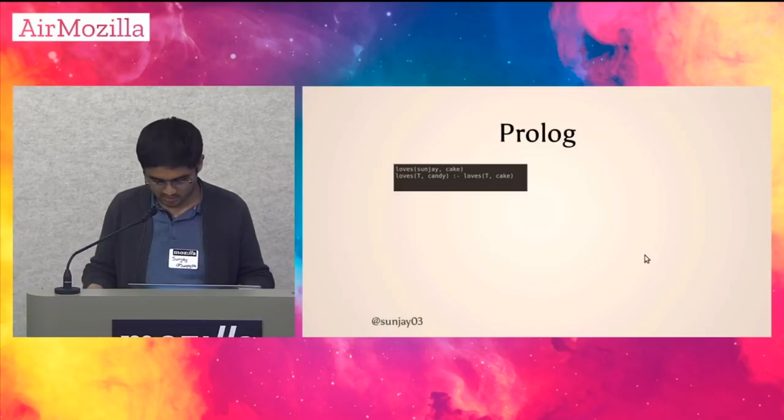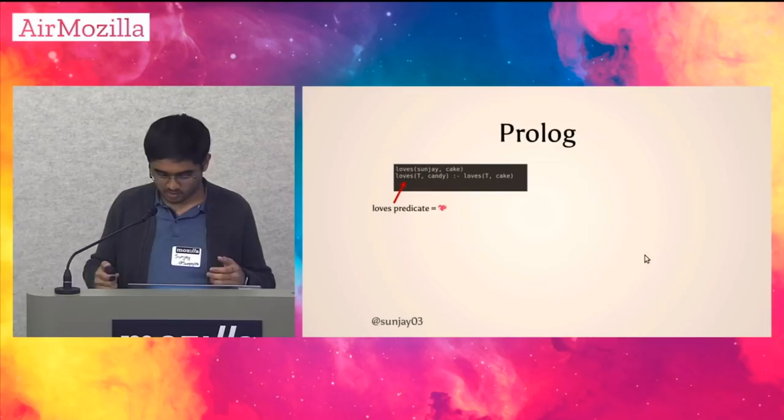Previously we were using the heart emoji to represent when someone loves something. Here we defined a predicate using the word loves to represent the same thing. And after that line that represents Sanjay loves cake, we even have the same rule about candy that we had before. The colon followed by a dash is how you represent the word "if" in Prolog. So just like before, this rule reads as T loves candy if T loves cake. T is a variable that represents anything that could be placed there.